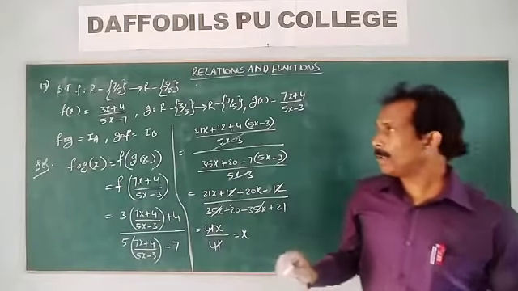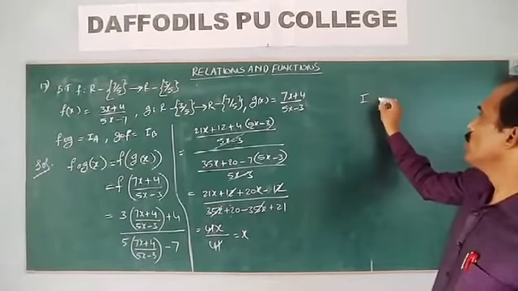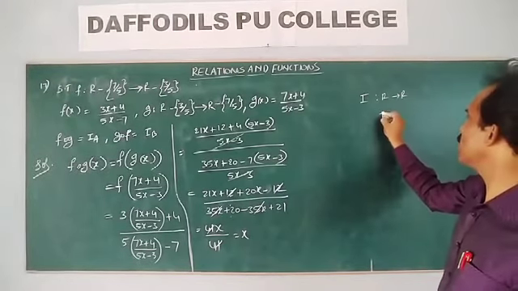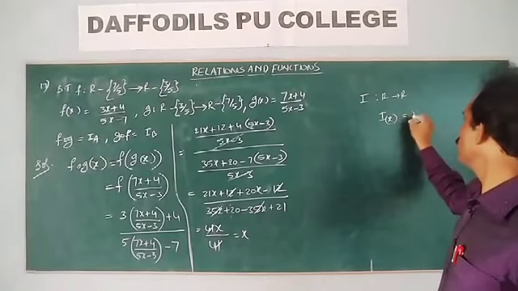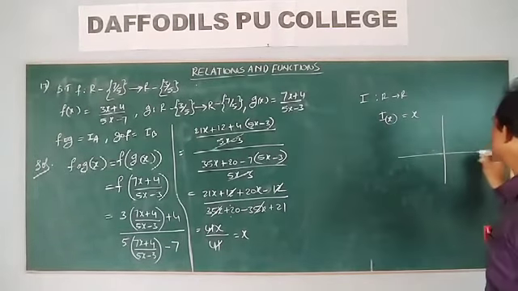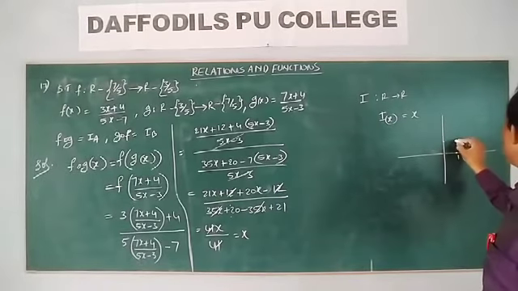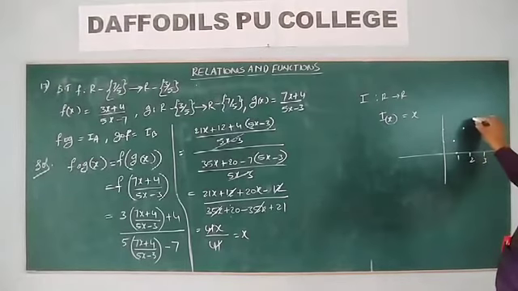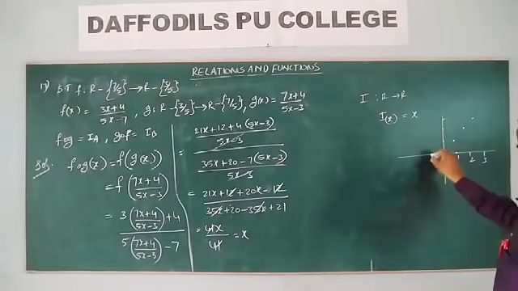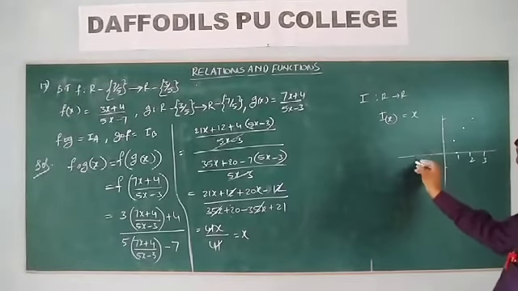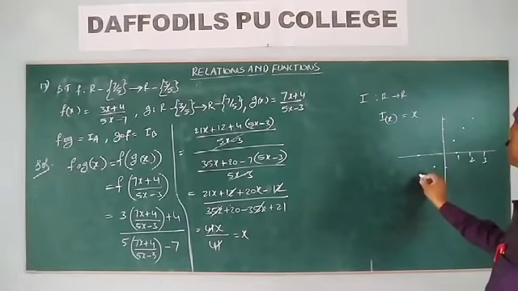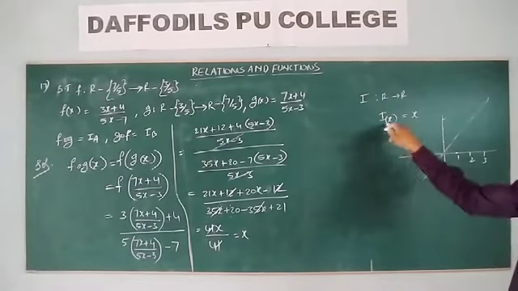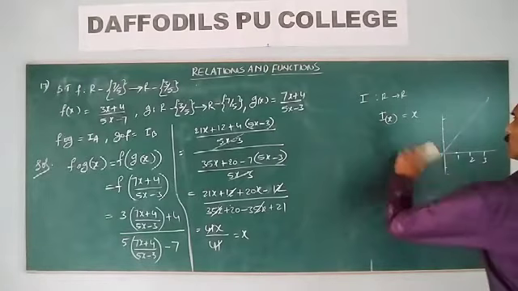In first PUC, what does identity function mean? I maps R to R. What is an identity function? It is said to be the identity function when I of x is equal to x. So for 1, what is the value? 1. For 2, the value is equal to 2. For 3, the answer is equal to 3. For minus 1, the value is equal to minus 1. I of minus 1; for minus 2, the answer is equal to minus 2. So this is the identity function graph. I of x is equal to x.